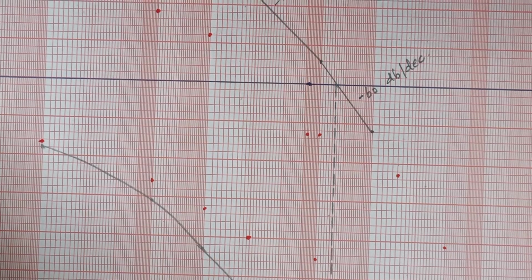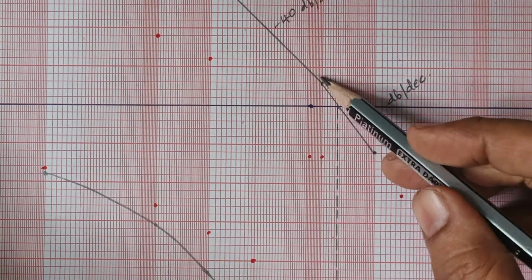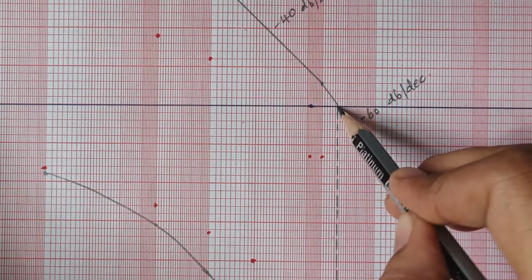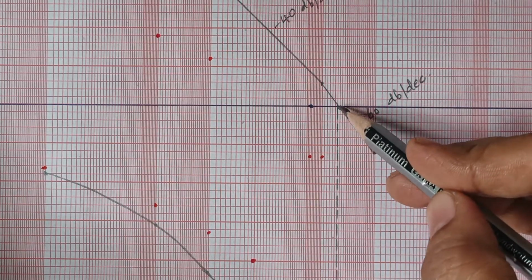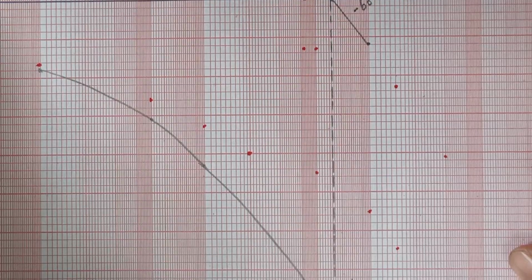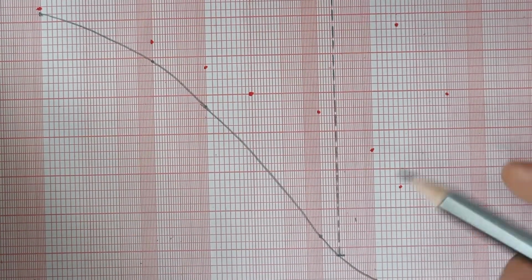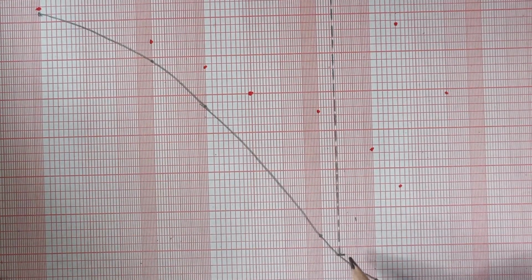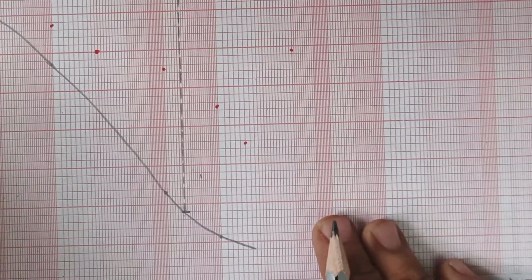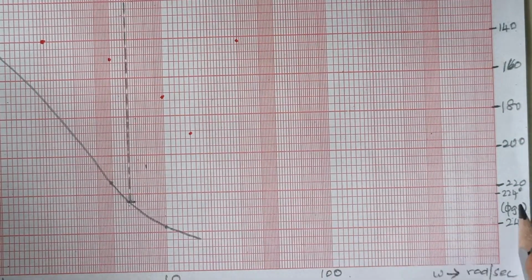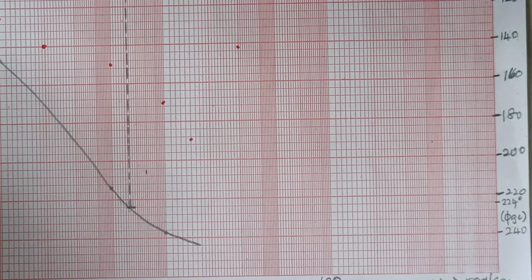So how to calculate the phase margin? You see, our magnitude plot intersects the 0 dB line at a particular point. From this point, just draw a line till it meets our phase plot, right? At that point, you just measure the angle. You see, it is exactly equal to minus 224. So this is our phase angle, right? Make a note of it.